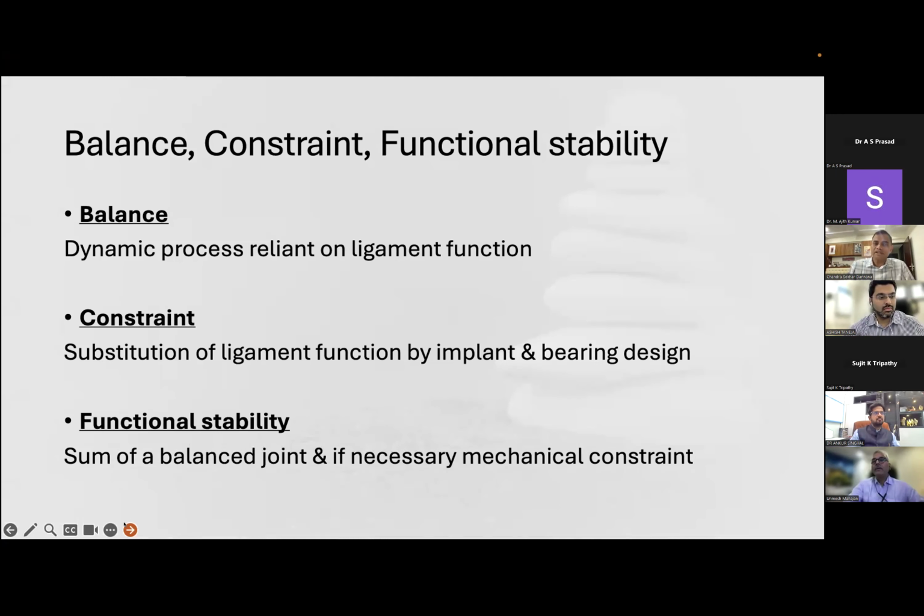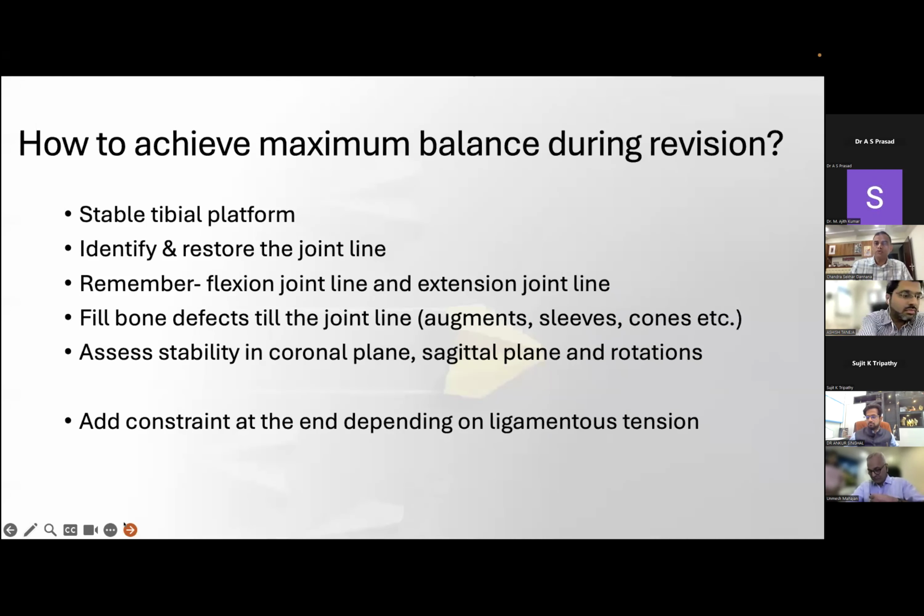So balance is basically a dynamic concept which is reliant on intact ligament function. So only if you have a ligament which is functioning, then you can achieve a good balance. If the ligaments are deficient, then you have to rely on implant and bearing designs or modifications in the bearing designs to substitute for the absent ligaments. Ultimately, the goal is to achieve a functional stability, which is a sum of a balanced joint, and if necessary, you increase the constraint to improve the stability.